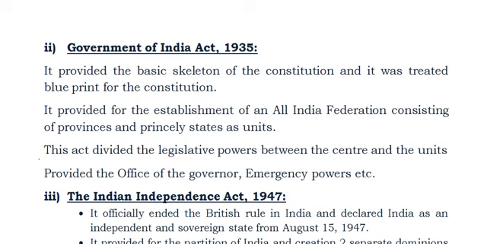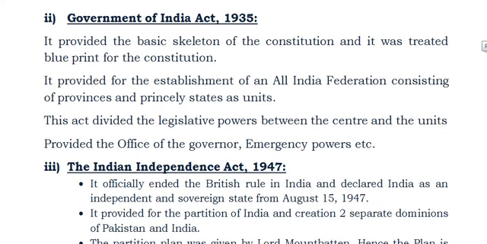Also, this act divided the legislative powers between the center and the units. Earlier, the powers were all with the center. Now they were divided, and some powers were given to the states, that is, the units like provinces and princely states. It also provided the office of the governor and emergency powers. So some reforms, like the post of governor, were provided here.